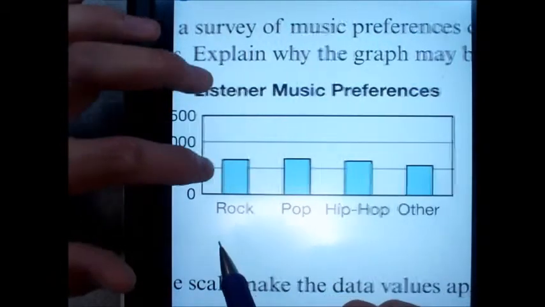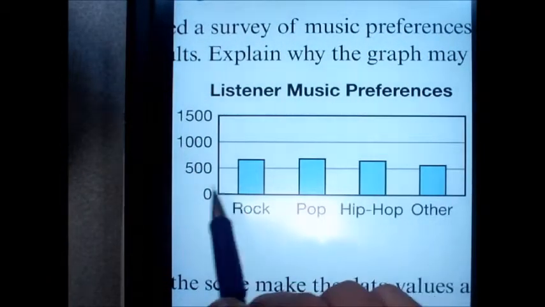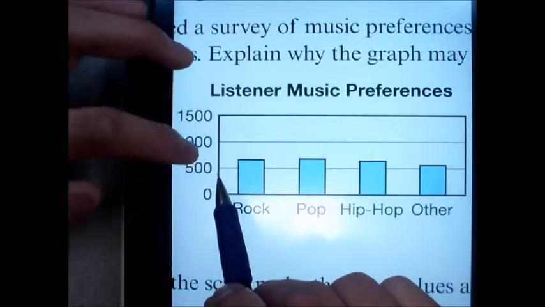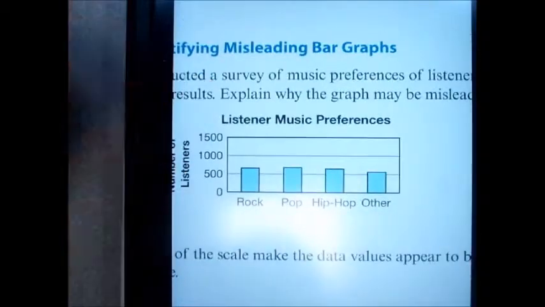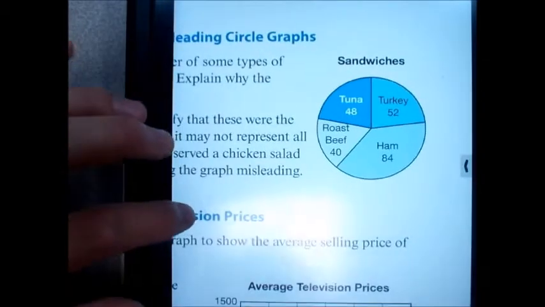I think a better graph may have been to run a break, start it at 500, and then increment it by 100s up. Okay? Any questions there? These are rather fast notes, guys. Okay, looking at this circle graph.